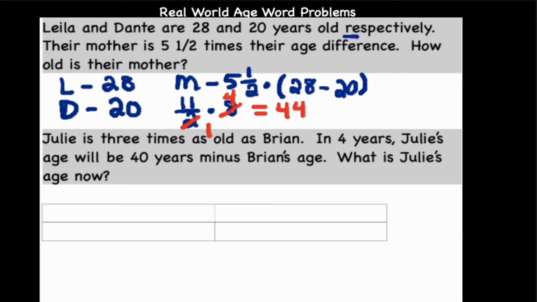And don't just say 44 anytime you're working with word problems. When you have a test or a quiz or something like that, answer in complete sentences as far as what the question is asking you. So since their mother is 44 years old, you can say something like Layla and Dante's mother is 44 years old, or their mother is 44 years old. Okay, so let's go ahead and work with the second word problem here.